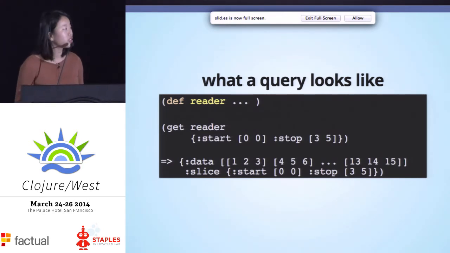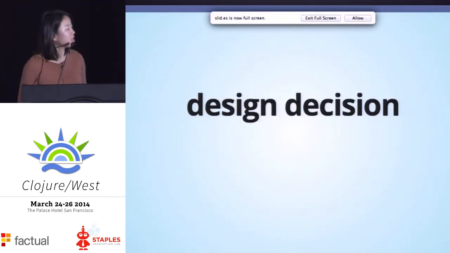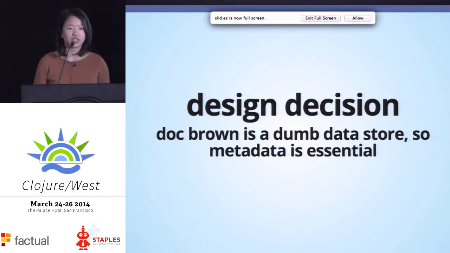What a query looks like is very similar to a Python slice. In Clojure, you would have a reader, and then you get from it a start and a stop along each dimension. And what you get back is something that has data in it and has a label of slice to tell you where that data is located. So we got back a two-dimensional vector, and it starts at 0, 0, and stops at 3, 5.